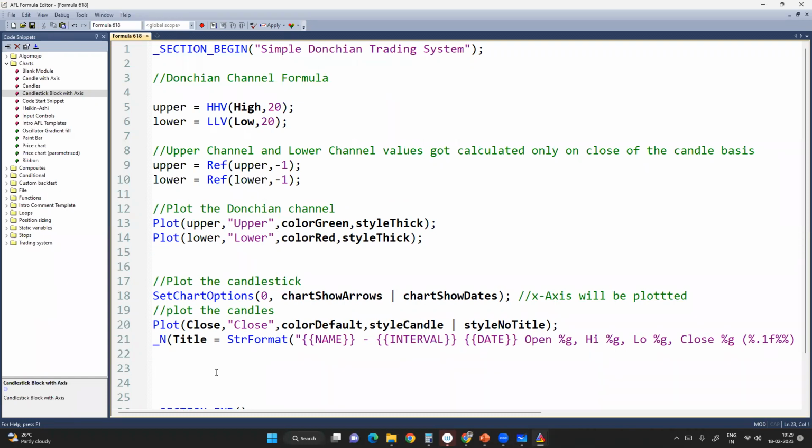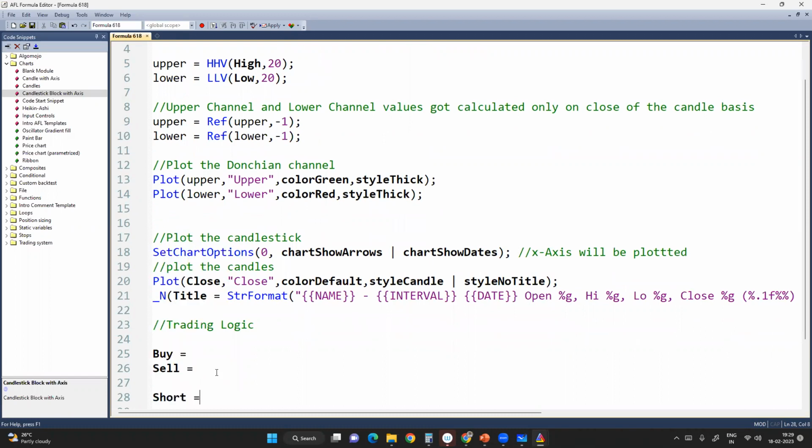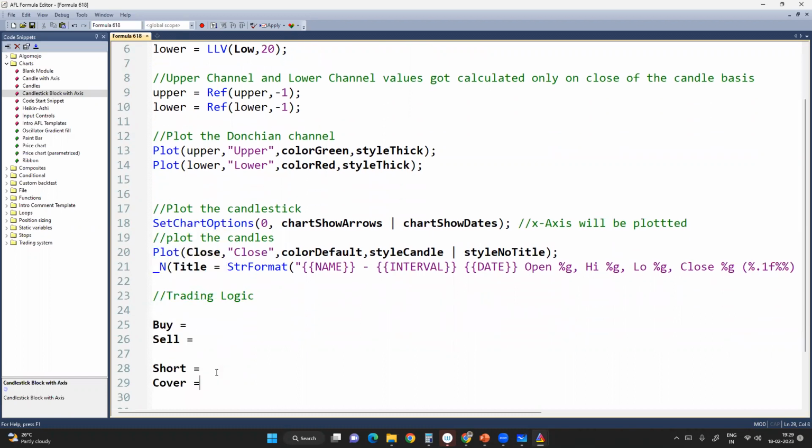Right now, what I need is a trading logic. Trading logic is the most important thing for backtesting. So trading logic talks about when to buy, when to sell, and even when to short and when to cover. So buy and sell is nothing but a long entry and long exit. The output of buy and sell is always either true or false. If it is true, it means the signal has arrived, the condition has been matched. False means something else.